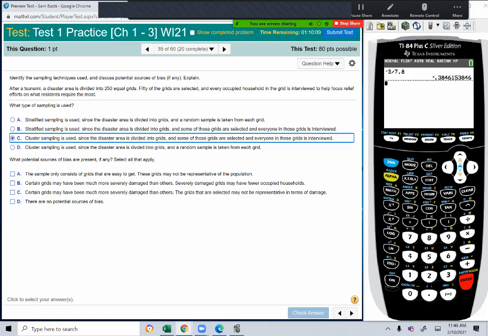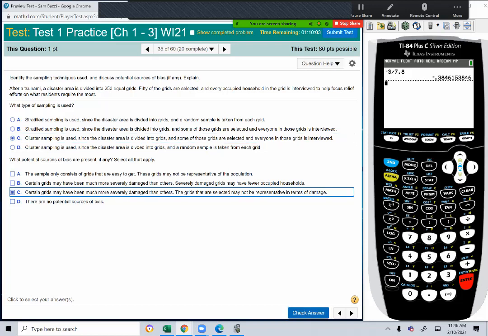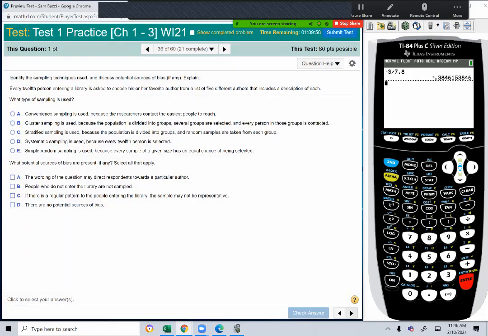They may have been much more severely damaged than others. The grids that are selected may not be represented in terms of damage. I would go with C. We talked about this example before, guys. So that's the answer.